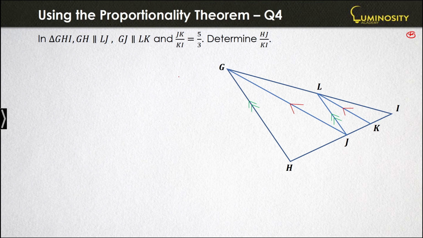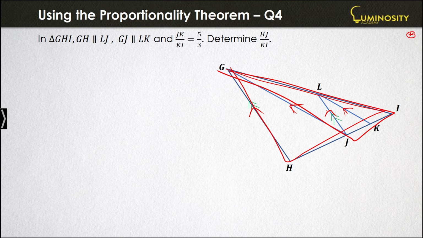We're given triangle GHI, where the lines GH and LJ are parallel, so those two lines with the green parallel. And we're also given that GJ is parallel to LK, so another two lines constructed in the triangle. So you can sort of see another triangle popping out here that has two parallel lines. So you've got that triangle, and then you've got this bigger triangle with two parallel lines. Okay, so it almost looks like we can use the proportionality theorem in two different triangles here.